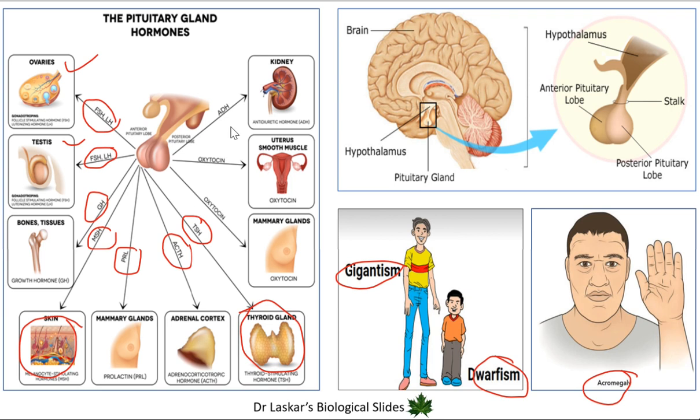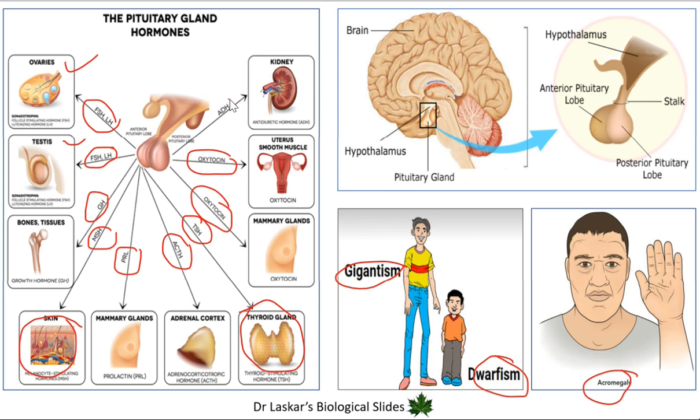Now the next two hormones are released by the posterior part of the pituitary gland, also called the neurohypophysis. First, oxytocin. Oxytocin acts on the smooth muscles of our body and stimulates their contraction. In the female body, it stimulates vigorous contraction of the uterus at the time of childbirth, and also helps in milk ejection from the mammary gland. So these are the functions of oxytocin.